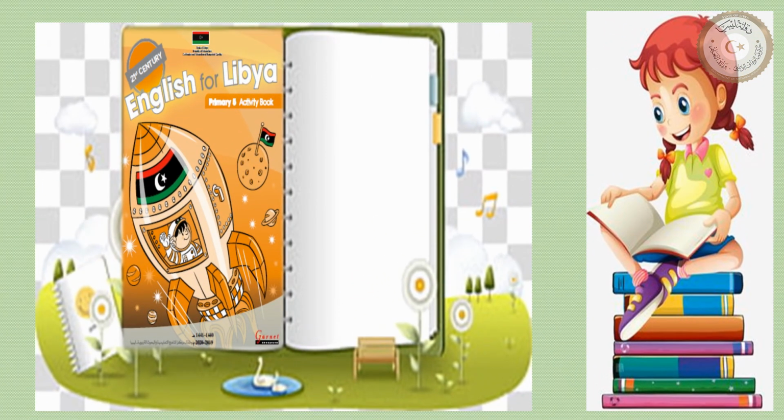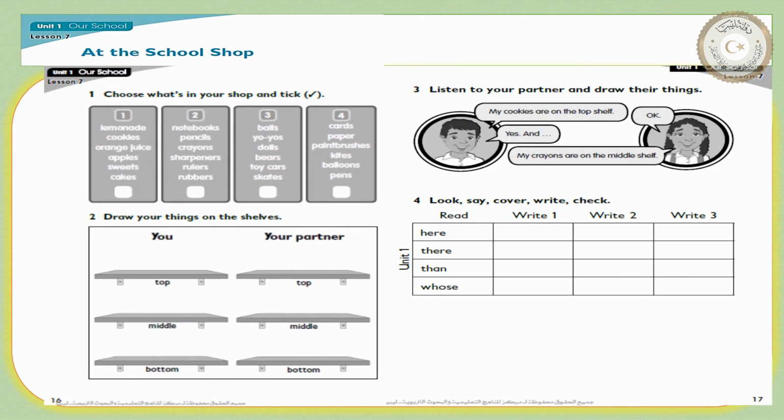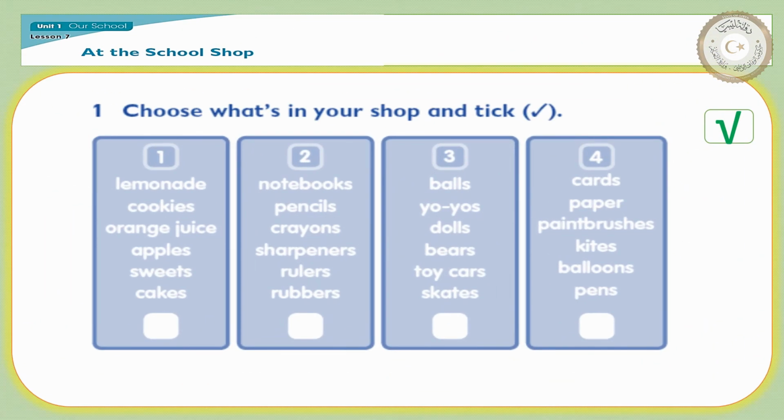Now we are going to start our activity book. Okay, so today we are going to discuss and explain pages 16 and 17 in our activity book. Okay, number 1 on page 16. So we have here 4 books. These 4 books contain all the different items that we can have in our shop.